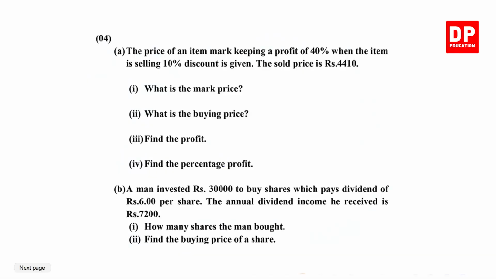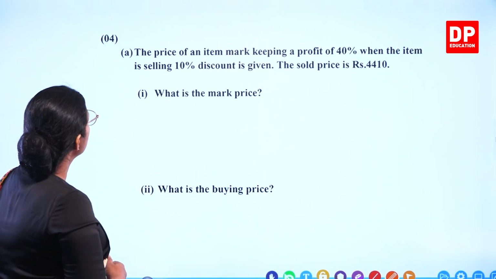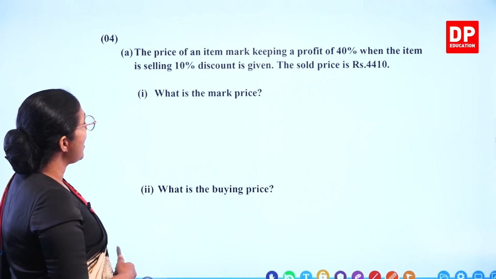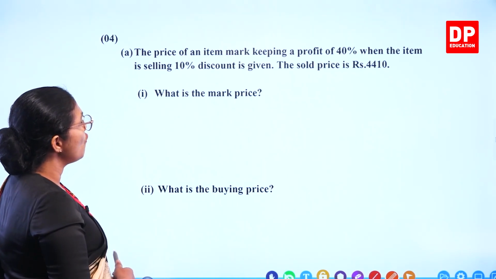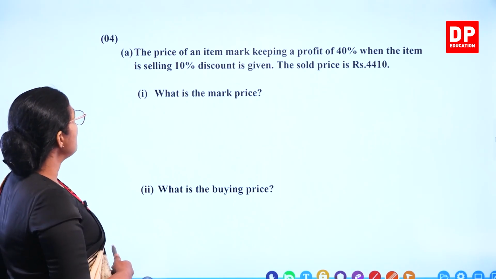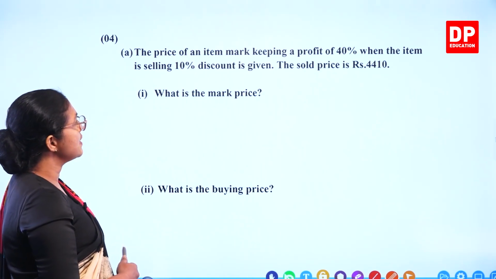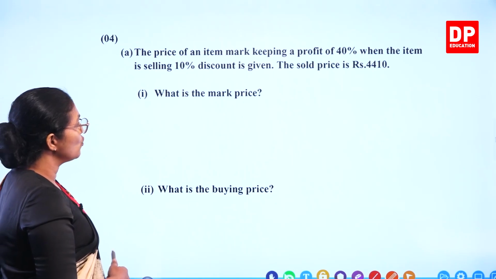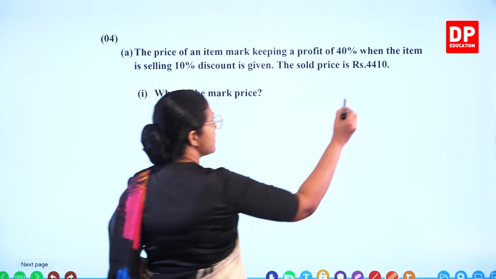Let's take question number 4. This is about percentages. Share market is there. So let's do this one. Let's take the first part. The price of an item is marked keeping a profit of 40%. When the item is selling, a 10% discount is given. The sold price is 4,410. So let's consider that.